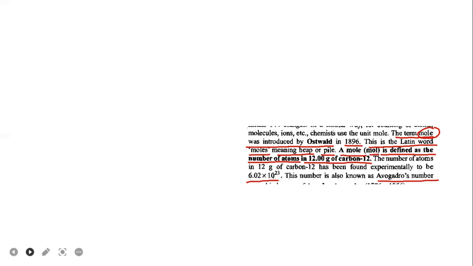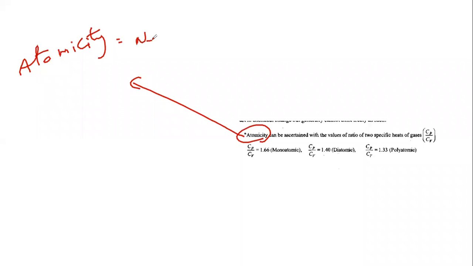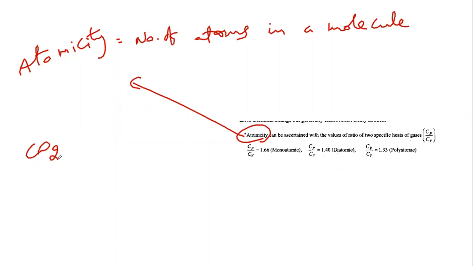Next, one more thing is atomicity. What do you mean by atomicity? Atomicity means the number of atoms in one molecule. In a single molecule, how many atoms are present? Suppose CO2, atomicity how much? 3. H2O, atomicity how much? 3. Carbon monoxide, atomicity how much? 2.